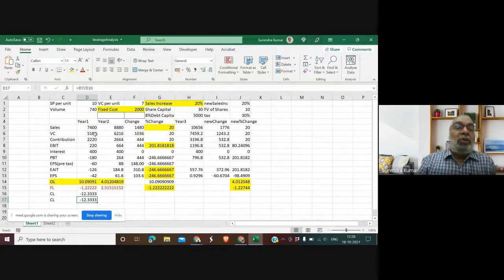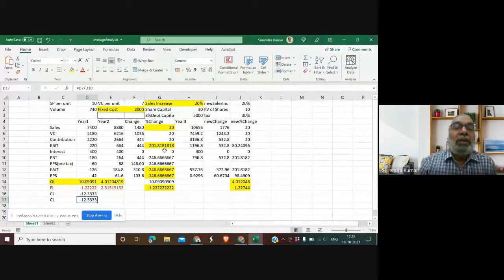Okay. So when you have year 1 information only, you calculate your leverage based on that information. And when you have year 2 information also, then you calculate based on the percentage change.